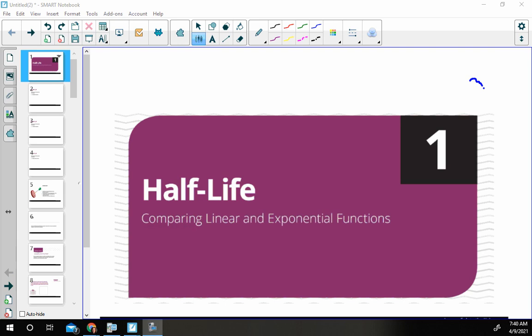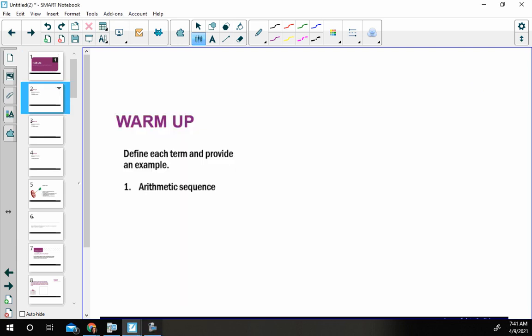All right, so in this video, we are going to be comparing linear and exponential functions. Which one is better odds of working with money or populations, and some real life scenarios like our half-life formulas. All right, so from a question, just try to remember what arithmetic and geometric are.